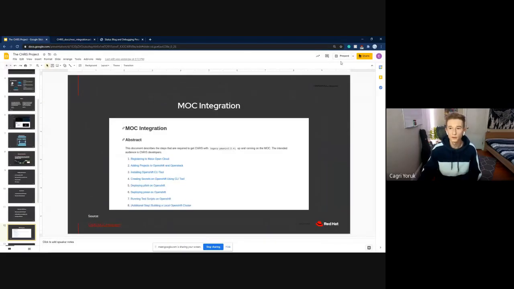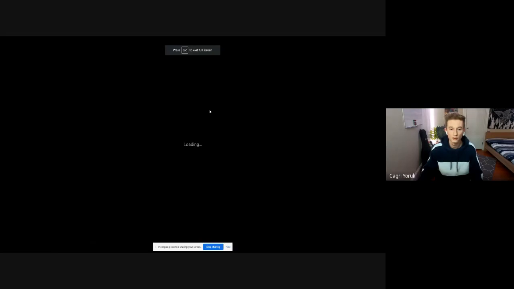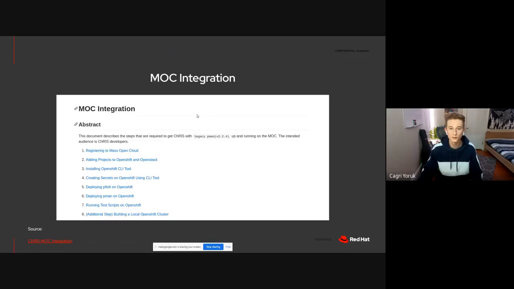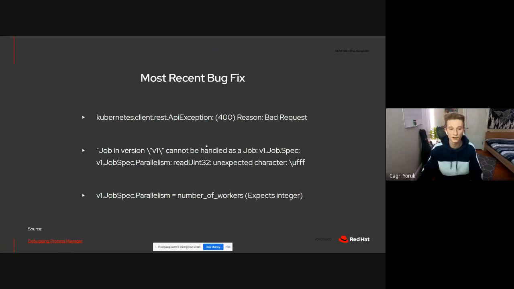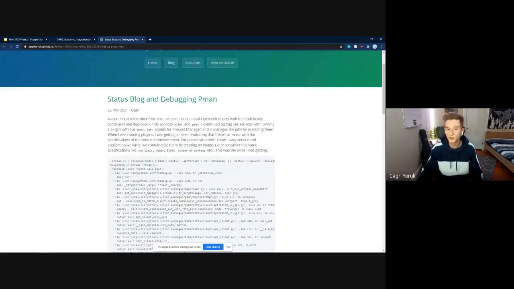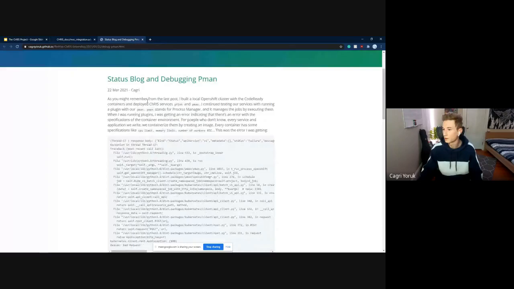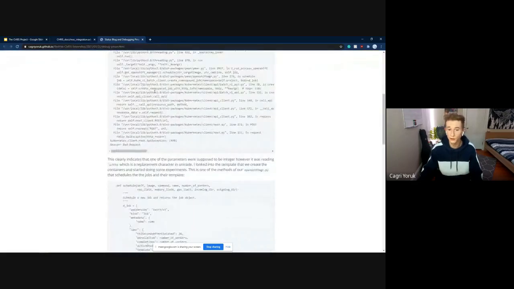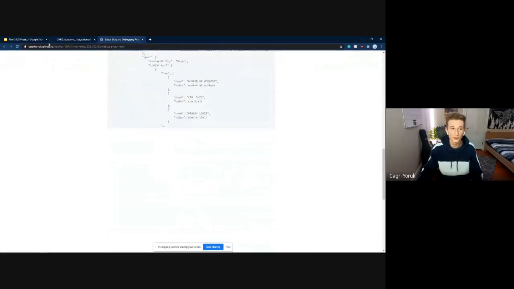Another thing was, as I said, debugging. I don't think I'll have enough time to go over this bug, but if you want to check out the exact process that I did, you can go to the source that I specified. This is basically a status blog that I wrote. I write about my experience at Red Hat and the work I do.